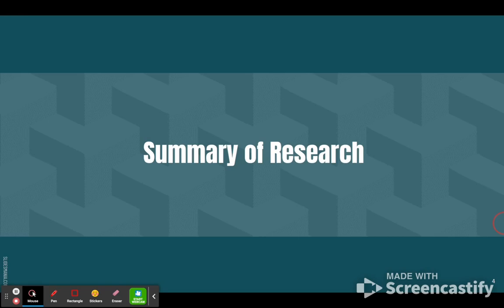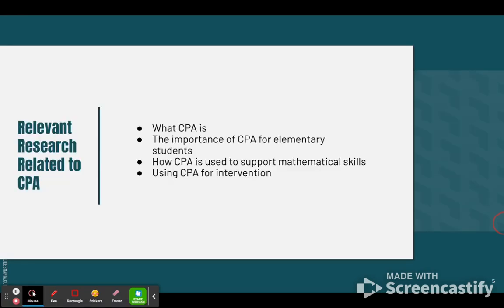Here is a summary of research that I found on this topic. While I was conducting this research on CPA, much of the research focused on what CPA is, the importance of using CPA in an elementary classroom, how it is used to support mathematical skills, and how it is used for intervention purposes.